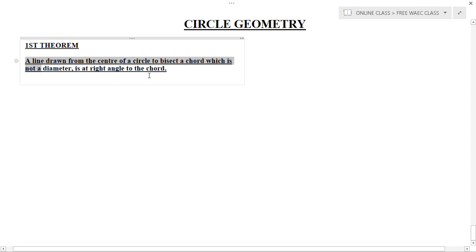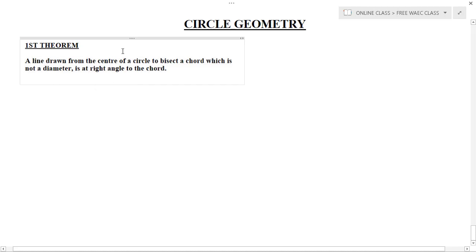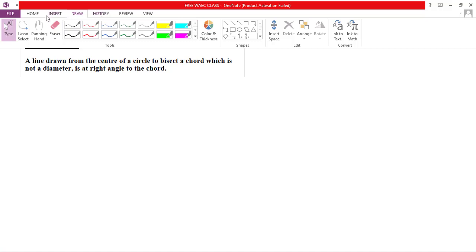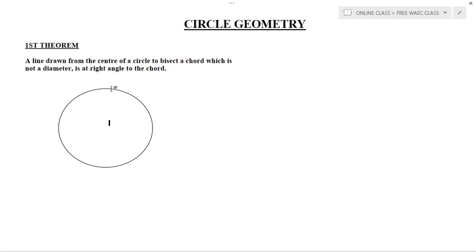This is the theorem. If you look at the theorem, you see that it's very, very simple. It says that a line drawn from the center of the circle to bisect a chord which is not a diameter is at right angle. What is this theorem saying? I will give us the understanding behind the theorem. Then at the same time, I'm going to give us the proof of this theorem, because this is one of the theorems that is prescribed by WAEC for students to prove. So in case you don't know that, go and get that now, because I don't believe in the theorem that says that if you don't get it, forget about it. All I understand is if you don't get it, go get it.